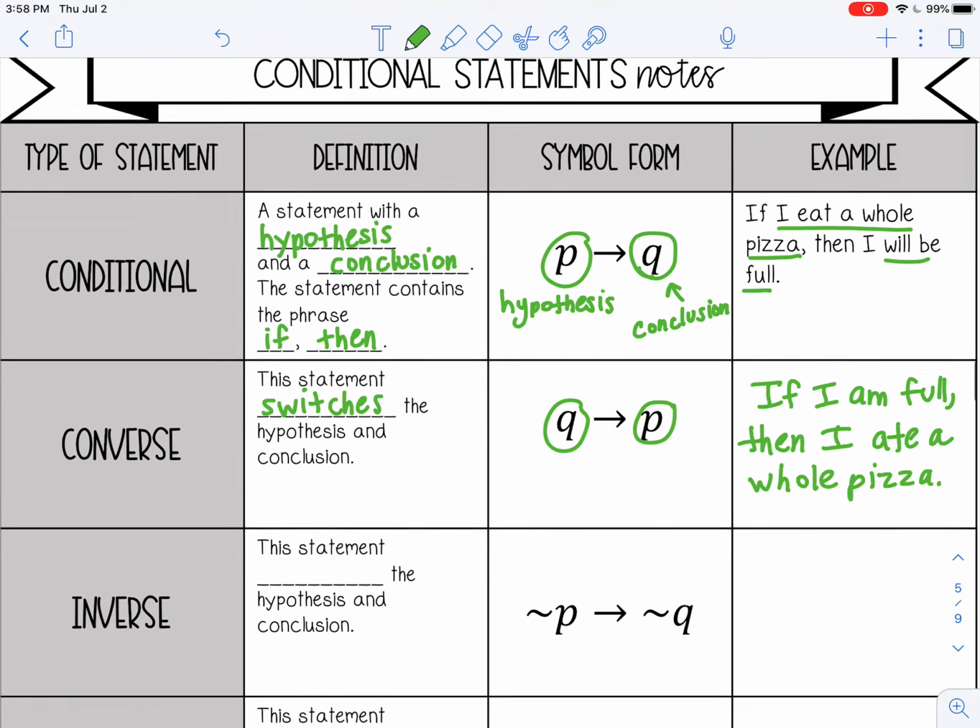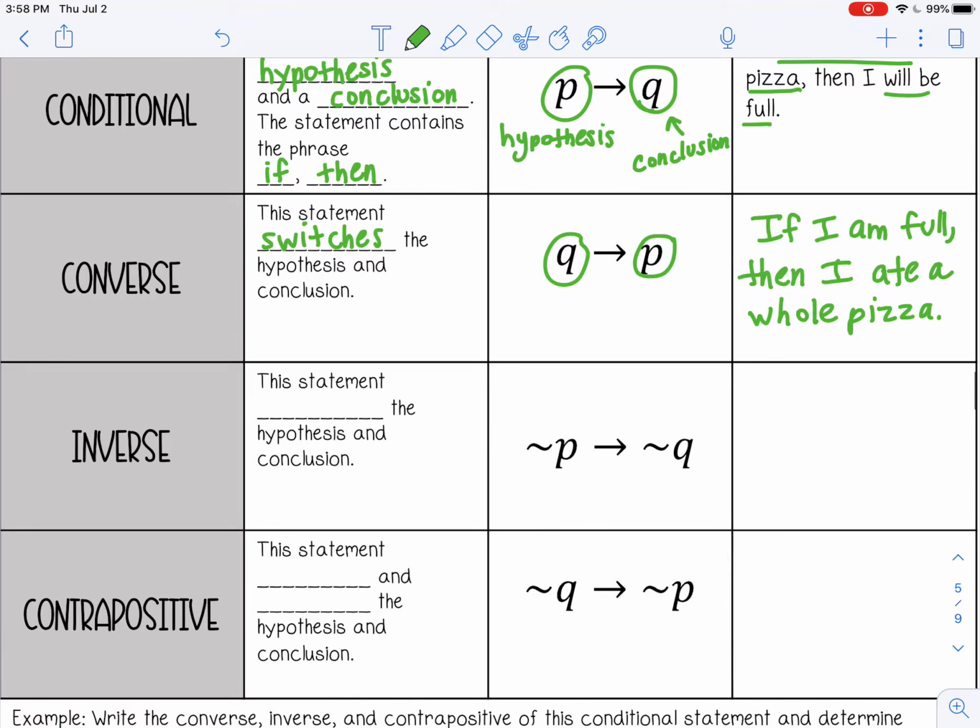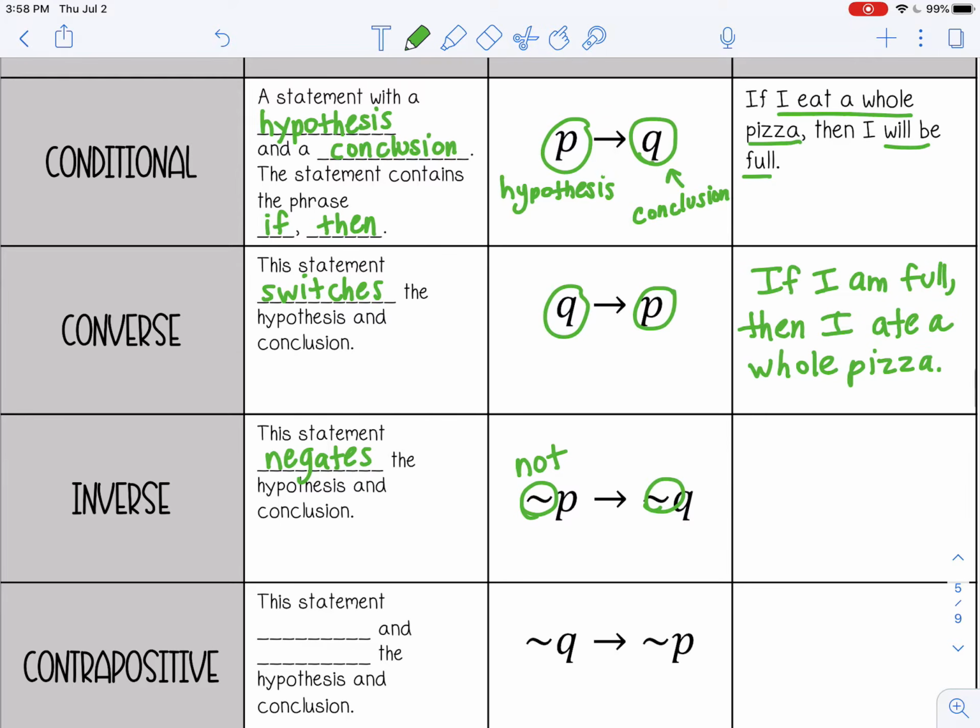All right, the next type of conditional statement is the inverse of a conditional statement. And this statement negates the hypothesis and the conclusion. So these symbols mean negate or not. Okay, so let's go back to our original. If I eat a whole pizza, then I will be full. So I want to negate both of those. If I don't eat a whole pizza, then I won't be full.